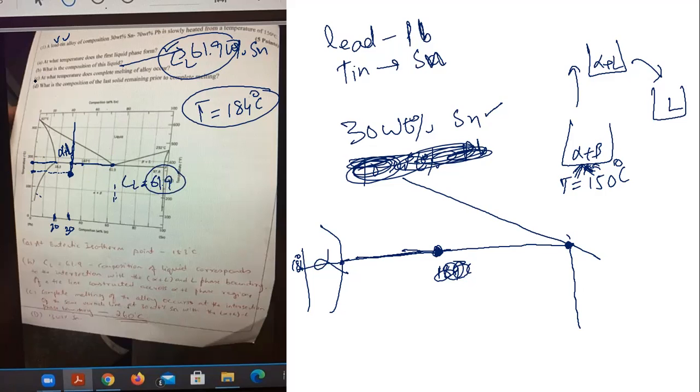Okay, so what is part C now? At what temperature does complete melting of the alloy occur? Complete melting, yes. At this region it will be alpha plus liquid, and at this point it will go to liquid. This is the liquidus line, right? So what is this temperature if you read it out? The temperature is above 250, 260. It is almost 263.